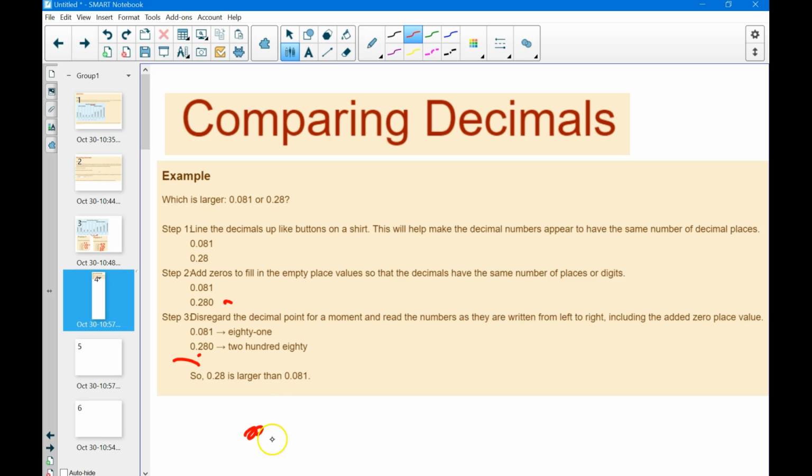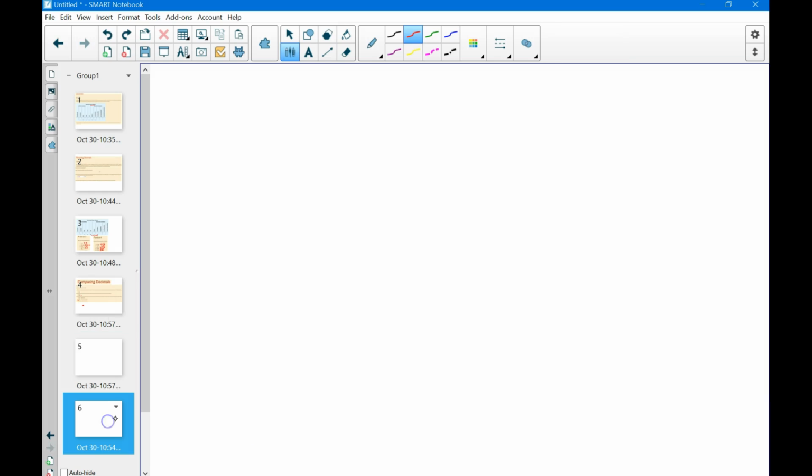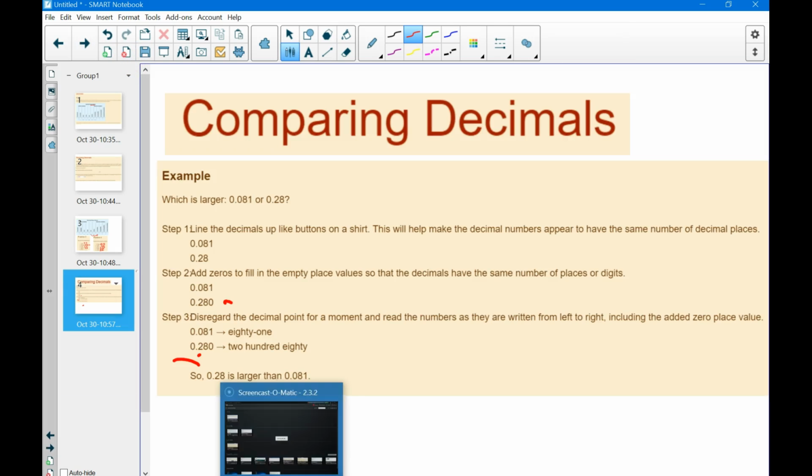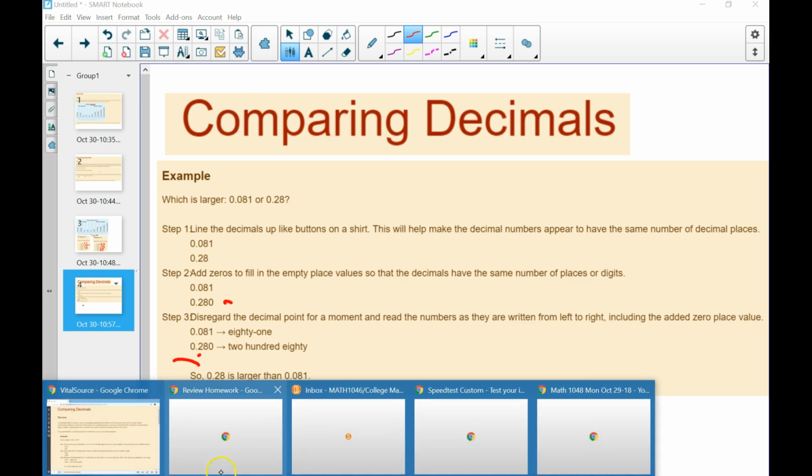All right. Let's try some examples from our book.